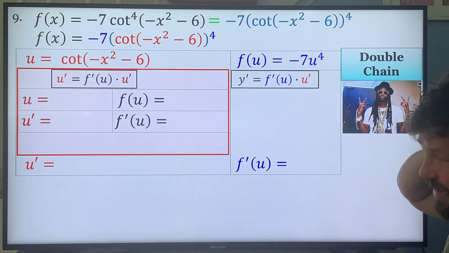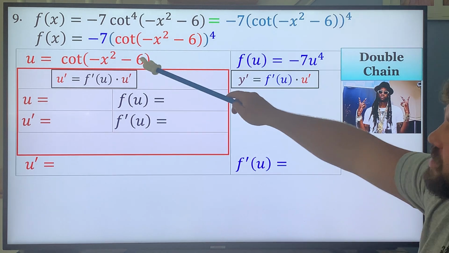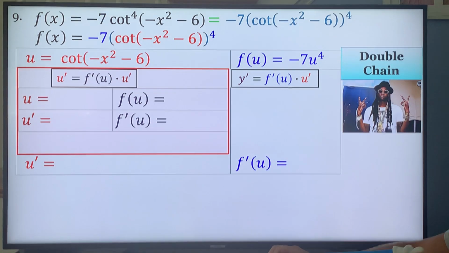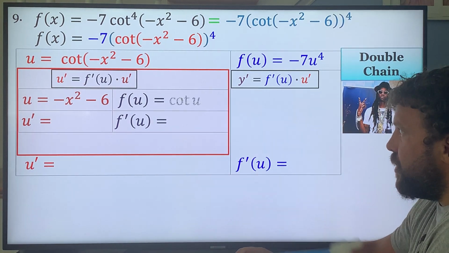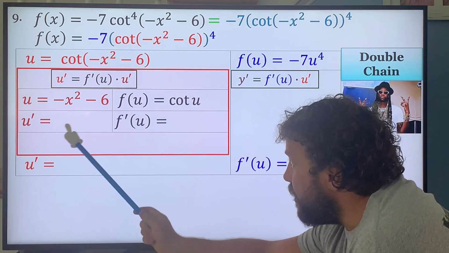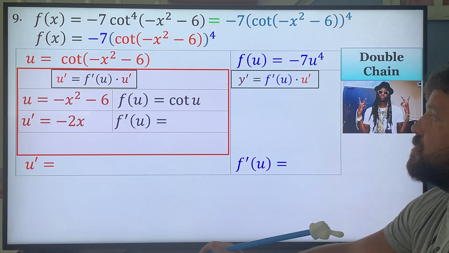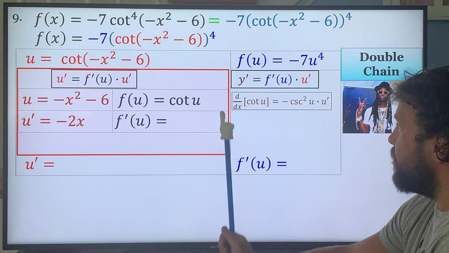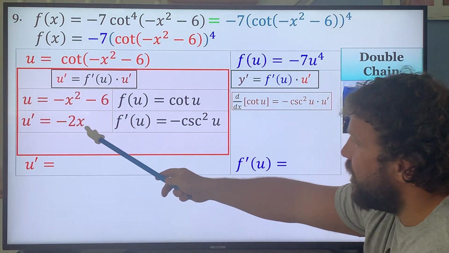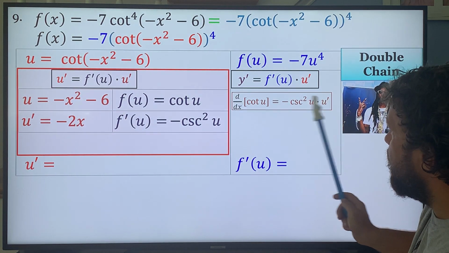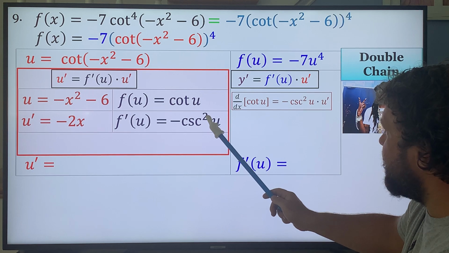Or you can just write it out. Writing it out is sometimes easier when it's not just a simple function in there. u = negative x squared minus 6, f of u = cotangent u. u prime = negative 2x minus 0. f prime of u: the derivative of cotangent is negative cosecant squared u. Negative 2x, which is our u prime, times negative cosecant squared u.